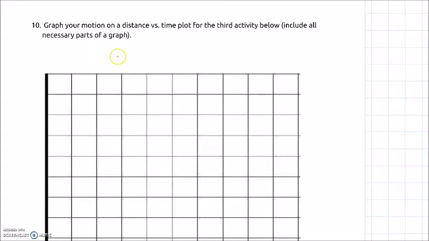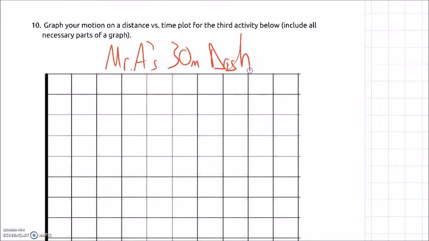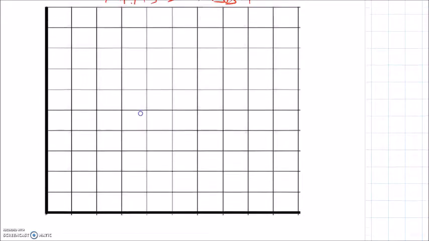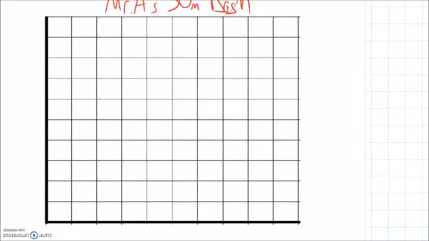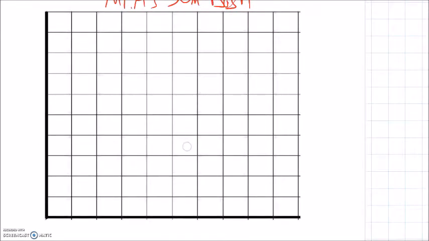Finally, we're going to make a distance versus time plot of our data. Let's not forget that title. So we'll call this one Mr. A's 30 meter dash. Good enough. All right. So we know on our distance versus time plots that we need to label our y and x axes appropriately. Let's go ahead and put distance in meters, remember those units, on our y-axis, and time in seconds on our x-axis.